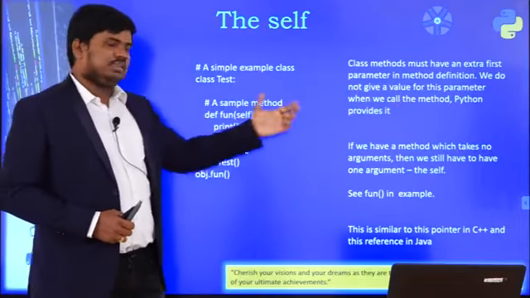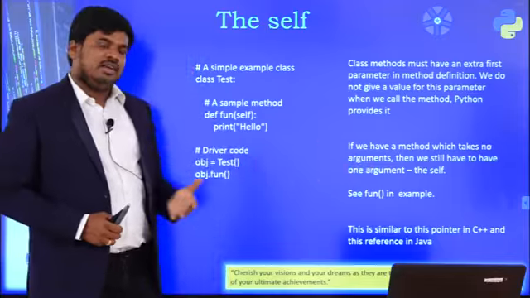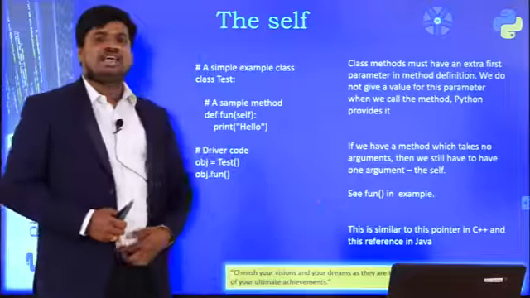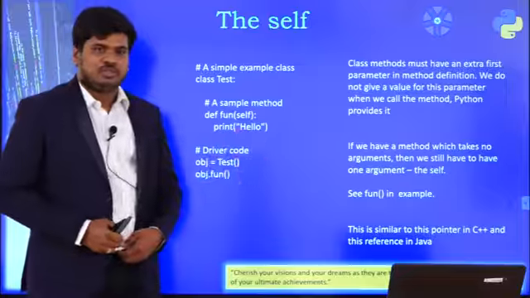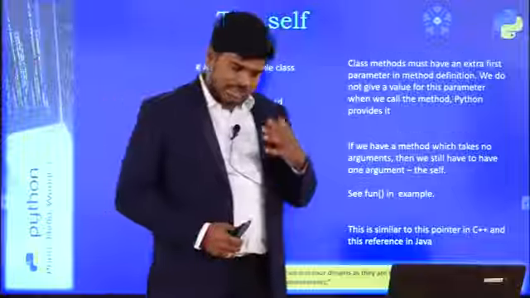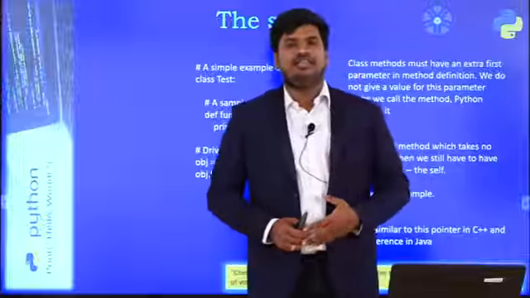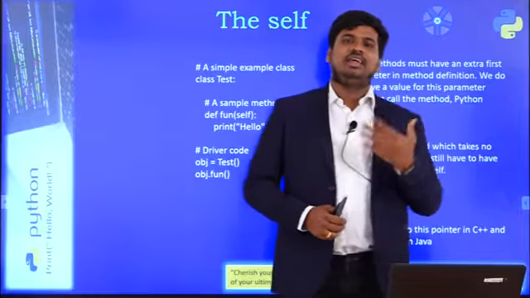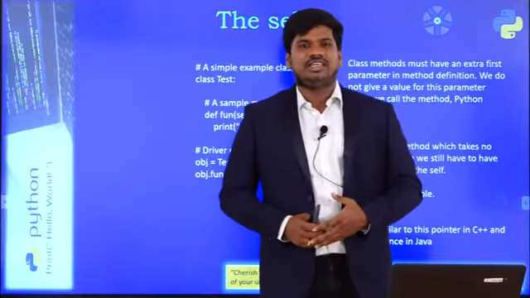Coming to the second one, if we have a method which takes no argument, then we still have to have one argument, that is the self. And the last statement is, this is similar to the this pointer in C++. This is a very important term we have to remember. That is, the self is a must, even though there are 0 arguments, 1 argument, 2 arguments or n number of arguments, the default keyword I have to use here is self.